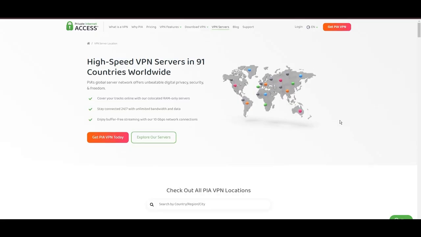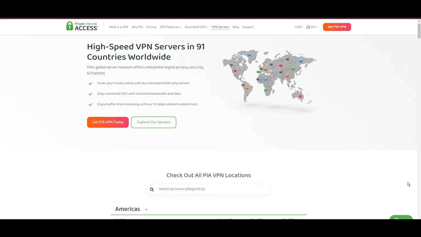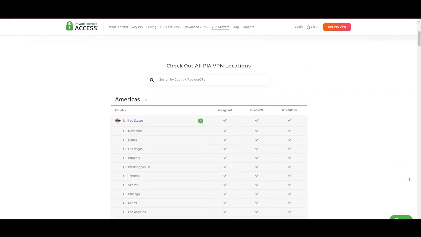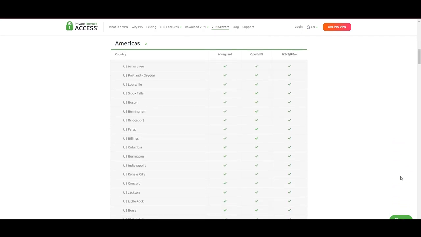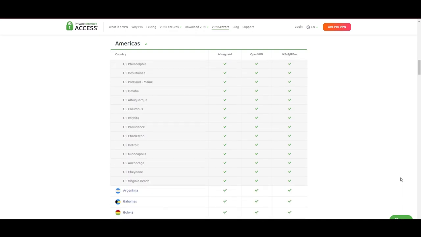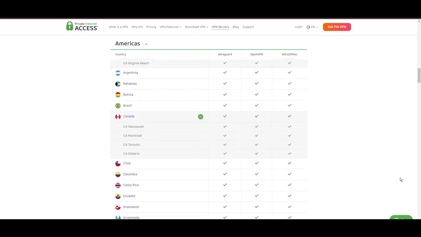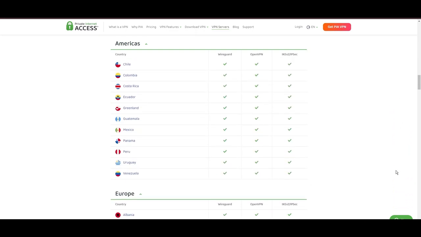Stepping into the spotlight with a formidable network, Private Internet Access, PIA, VPN shines for its unparalleled range of over 35,000 servers globally. This massive server network not only surpasses giants like NordVPN and Surfshark, but also solidifies PIA's position as the preferred choice for those valuing server diversity and accessibility from Winnipeg.